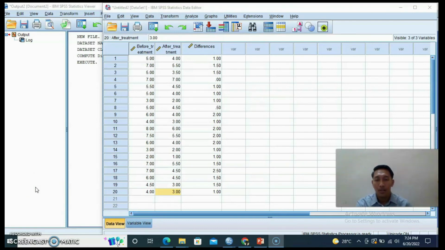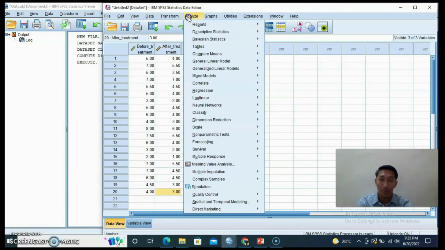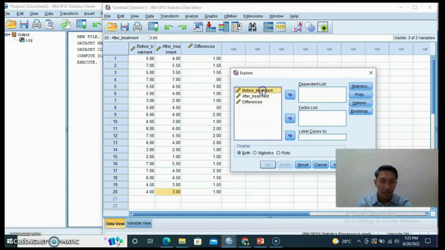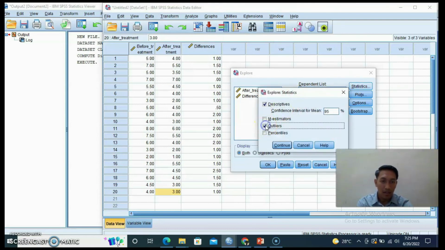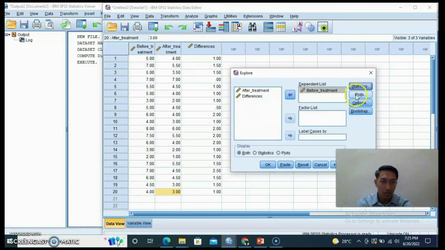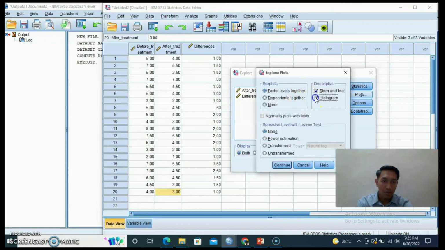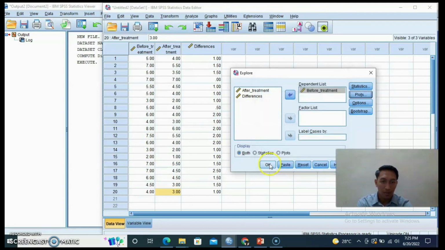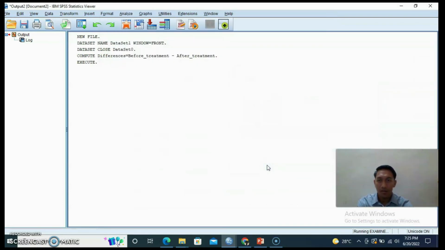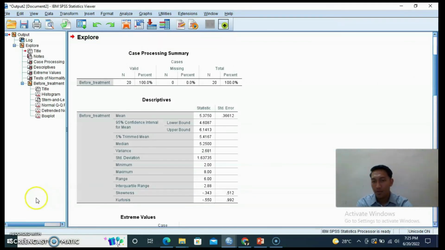So next we go to the test of normality. For the first step, we go to Analyze, then take Descriptive Statistics and take Explore. Then put the before treatment in the dependent list, then take Statistics, tick Outliers, and continue. For Plots, you put the histogram and the normality test with power, then continue, and then okay, and wait for the result for the test of normality.